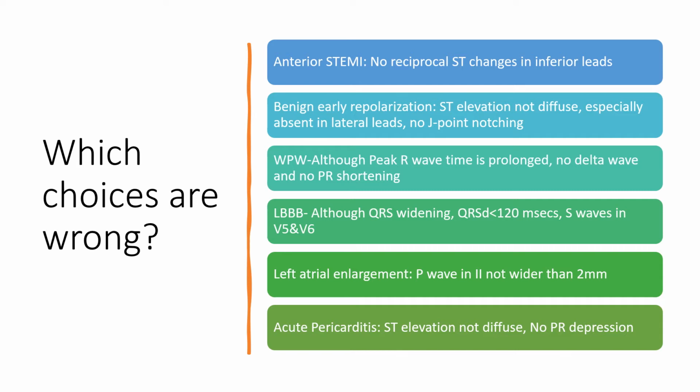Left atrial enlargement is not present in this case because the P wave duration in lead 2 is not more than 2 millimeters, and there is no hyper exaggerated negative waveform of the P wave in lead V1. In addition, it's not acute pericarditis, again because the ST elevation is not diffuse and there are no PR depressions.